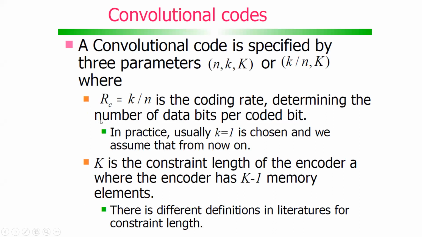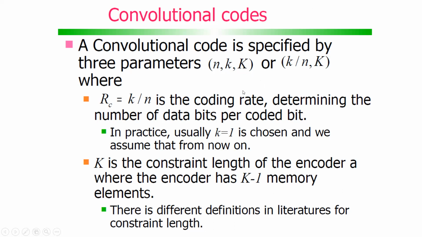So convolutional codes can be specified using n comma k, small k and capital K. Small n is the number of bits in the code word. Small k is the number of bits in the message vector. Capital K is the constraint length. Constraint length is dependent on the number of memory elements in the shift register, right? So if the number of memory elements in the shift register is 2, the constraint length will be 3.